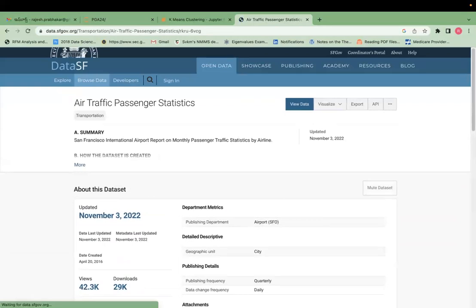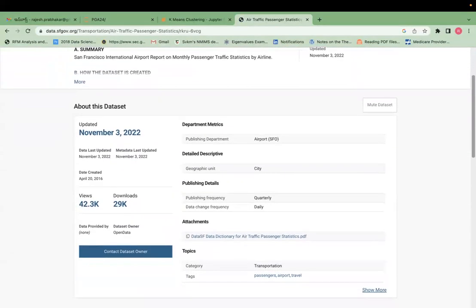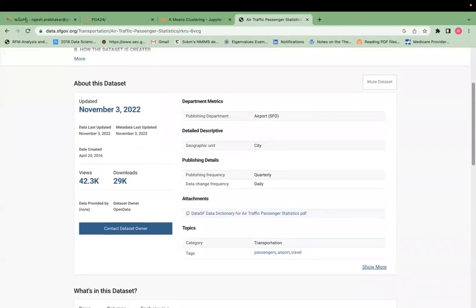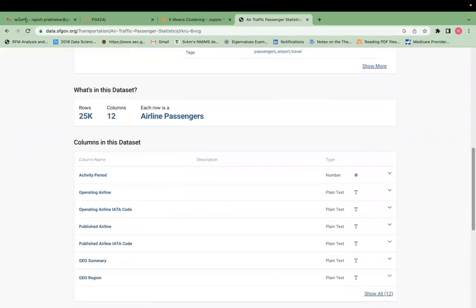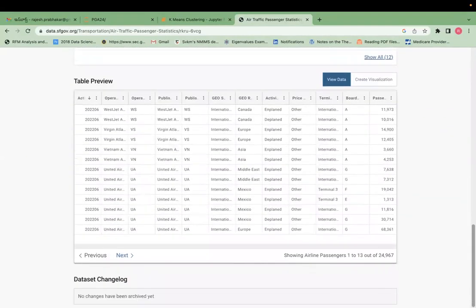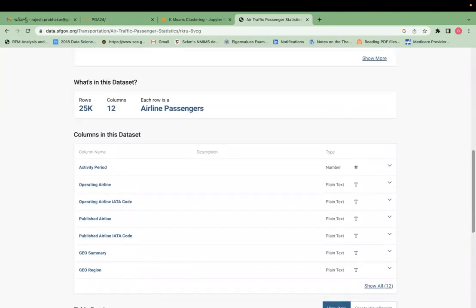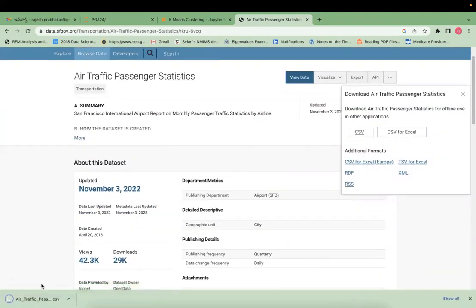This is also live, original data, San Francisco air passenger statistics. So where is the dataset download? Oh, we have to contact the dataset owner. Huh? Okay, earlier it was free only. It has these variables: operating airline, WestJet, Virgin Atlantic, United Airlines, and then geo codes and all. And then you have the passengers. Okay, so let us see where we can get the data from. Yeah, we got it.